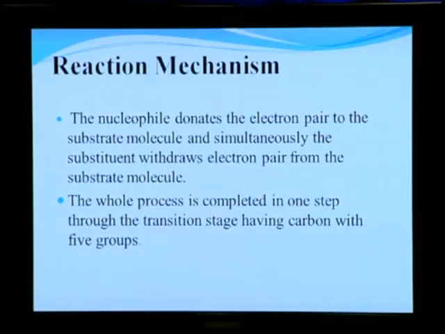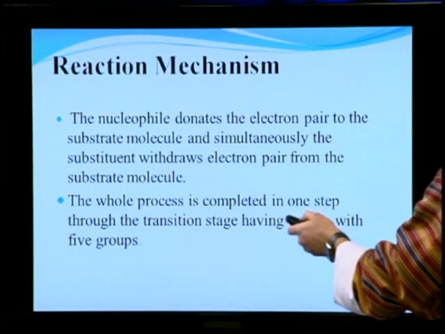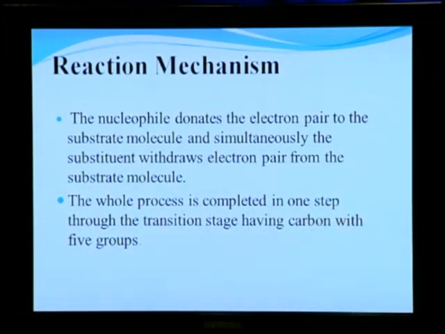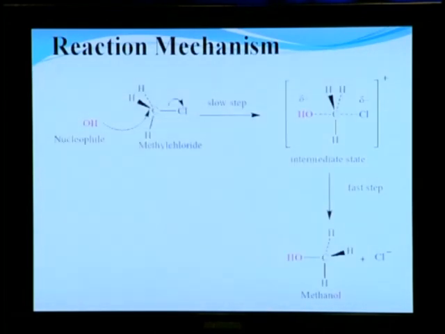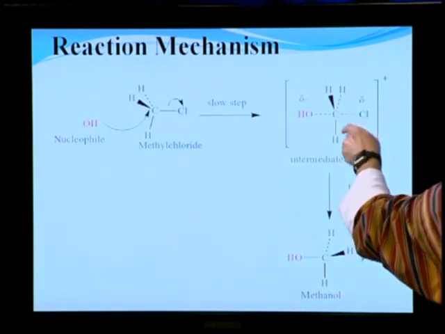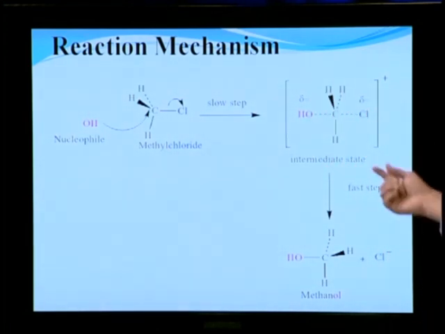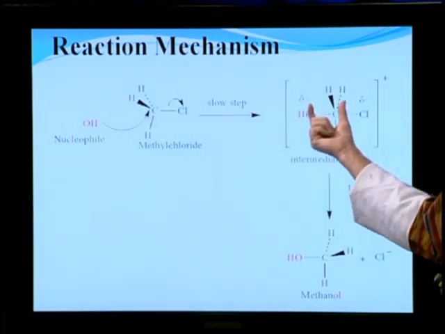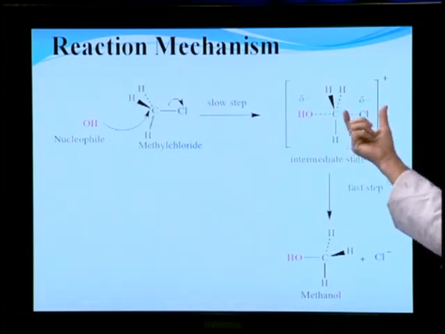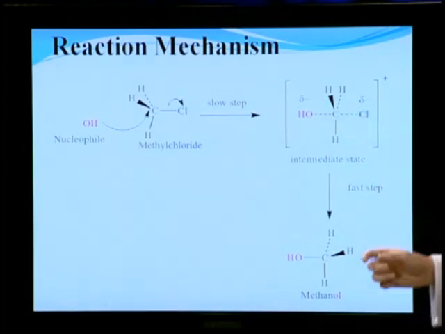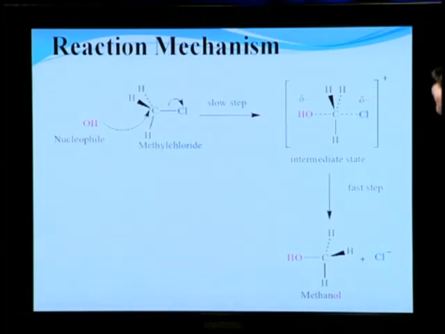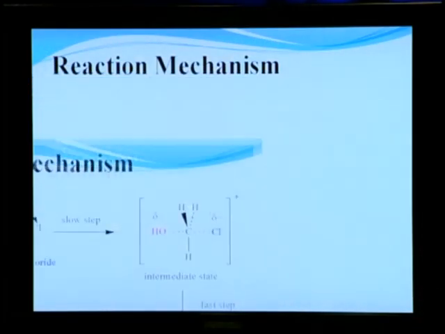The whole process is completed in one step through the transition stage having carbon with 5 groups. That is this one, carbon with 5 groups: 1, 2, 3, 4, 5. But please remember, here the bond has not been completely formed. It is in the process of forming, and at this side, the bond is in the process of breaking. So here, unusually, carbon is having 5 bonds.